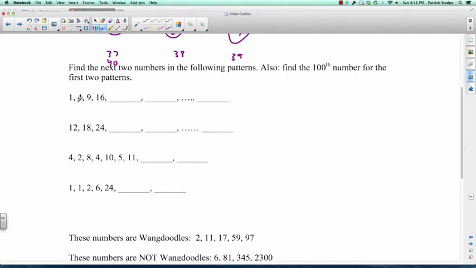Oh, so if you add 3, and then you add 5, and then you add 7, how much would you add here? You'd add 9, which gives you 25. And then you add 11, and you get 36. That's great. But now we need the 100th number.